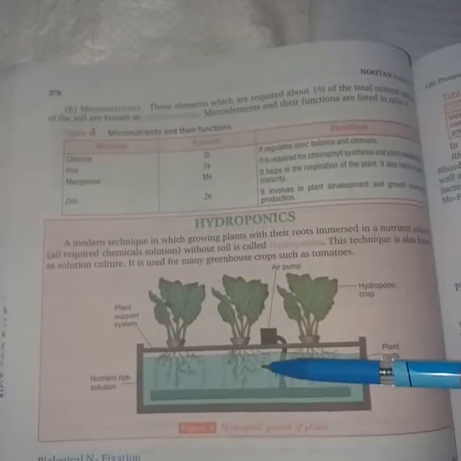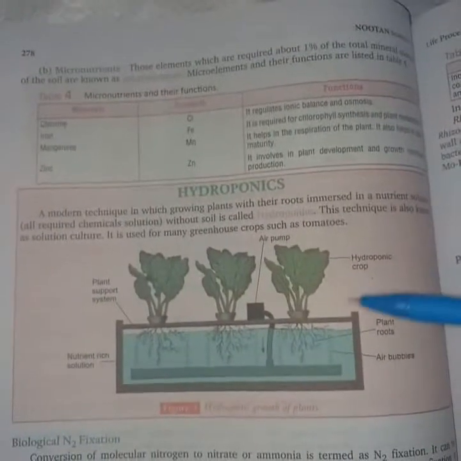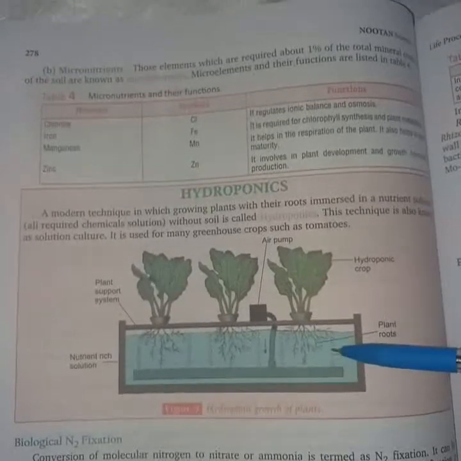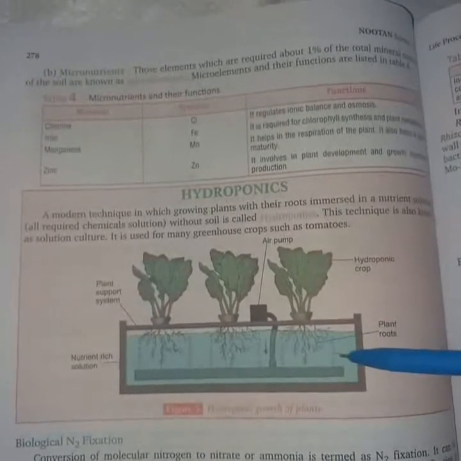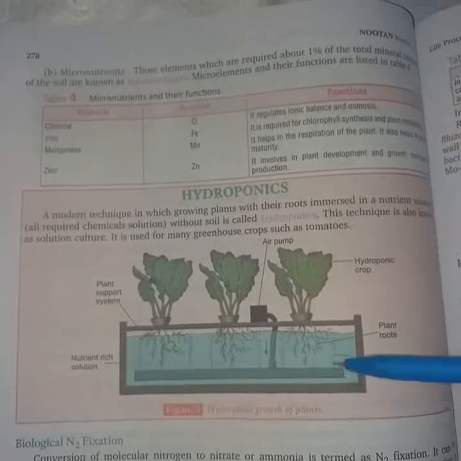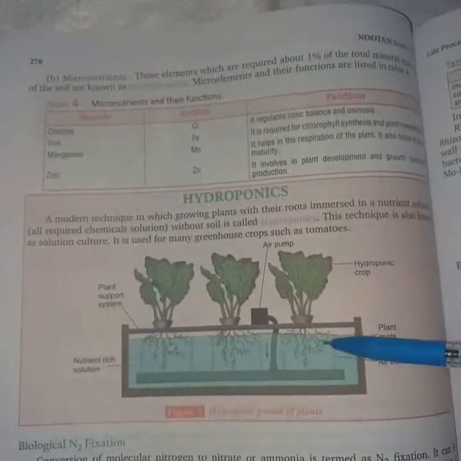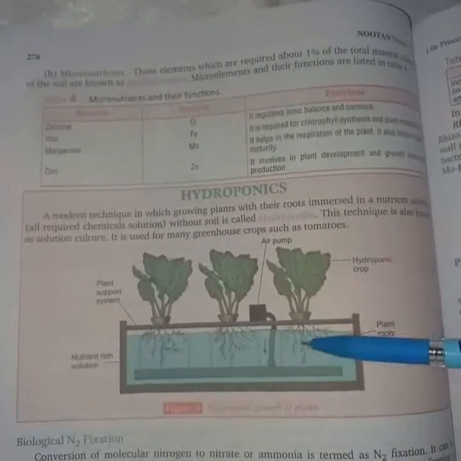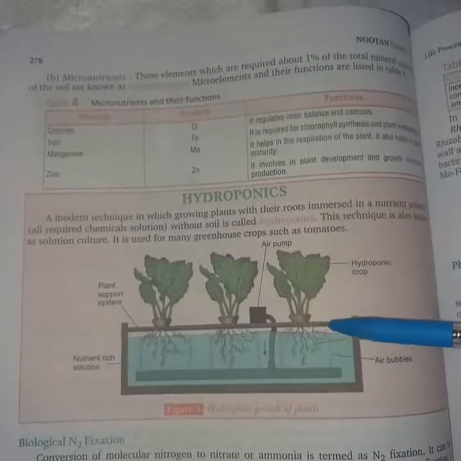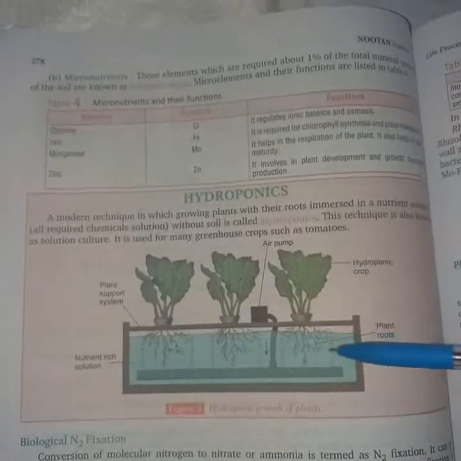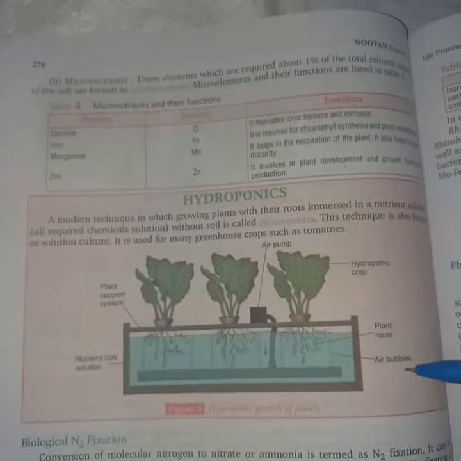This method is useful these days. This shows air bubbles, because plants respire or breathe, and air bubbles are released.